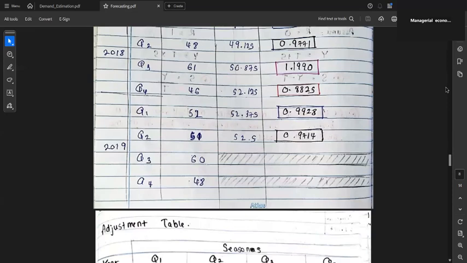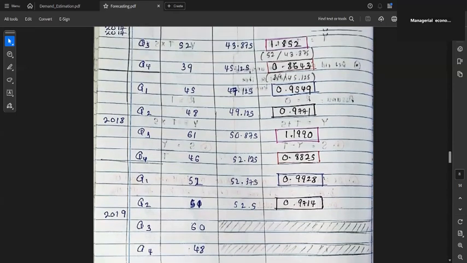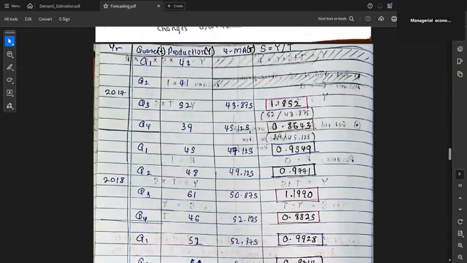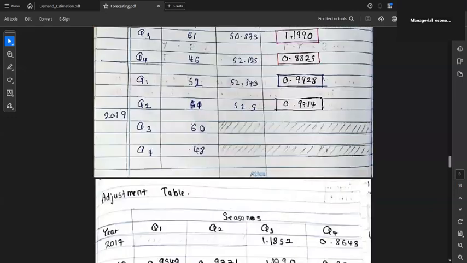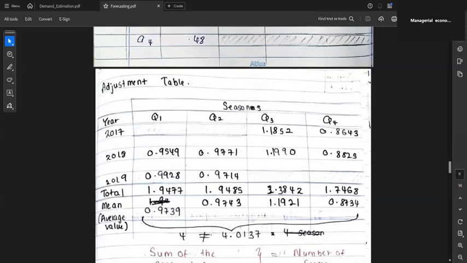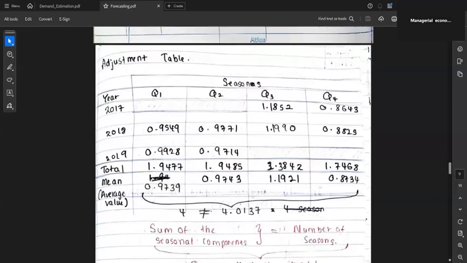Here, in this scenario, we have obtained the trend component using the moving average technique. And then we are using the multiplicative model, and we have to obtain the seasonal component by dividing the y value by the t value. Then these values are recorded in an adjustment table. As you can see, for Q1, the values we have obtained for 2018 and 2019 are not similar.